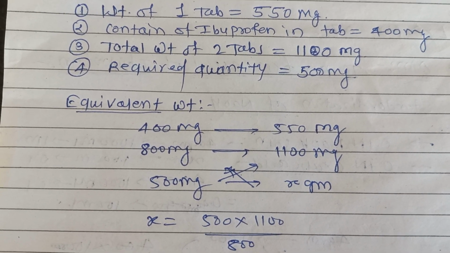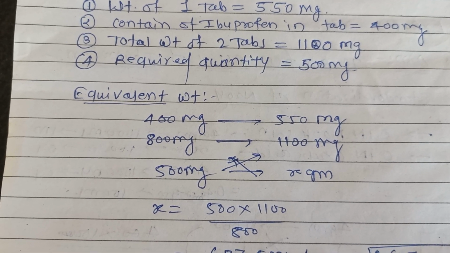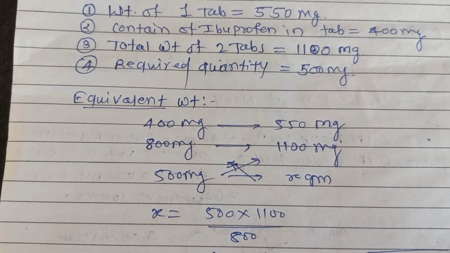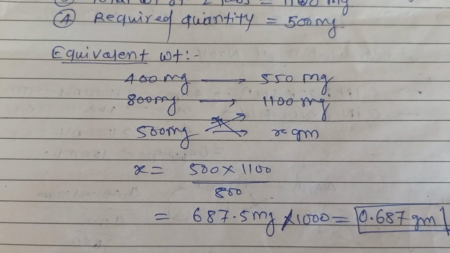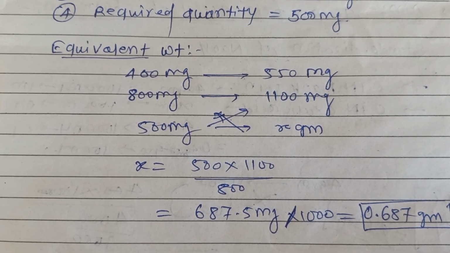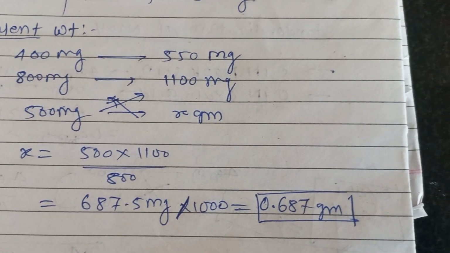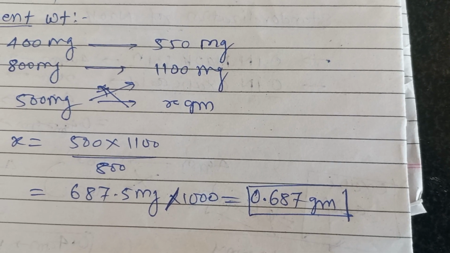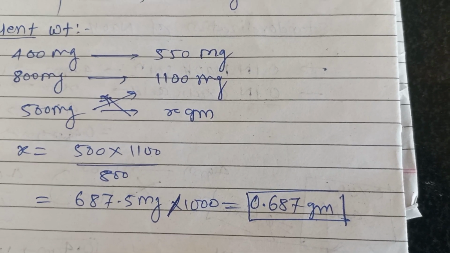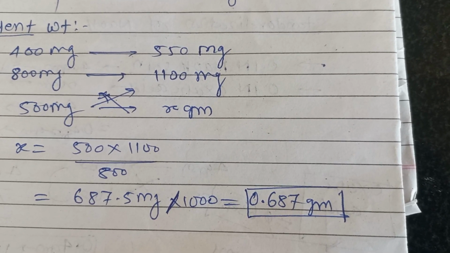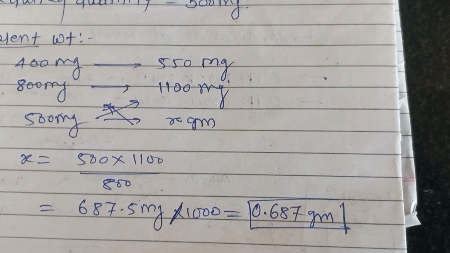1100 mg. If you go for cross multiplication, it is 500 into 1100 divided by 800. So we get 687.5 mg. This is the weight of tablet powder needed. If you convert into grams, it will be 0.687 gram of ibuprofen tablet powder, which will contain 500 mg of actual ibuprofen.